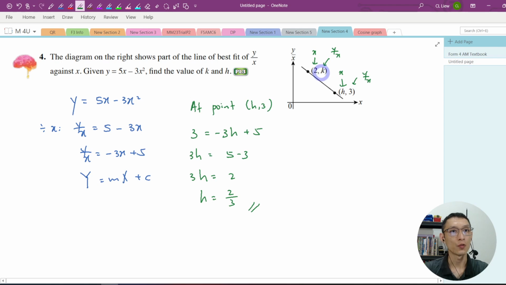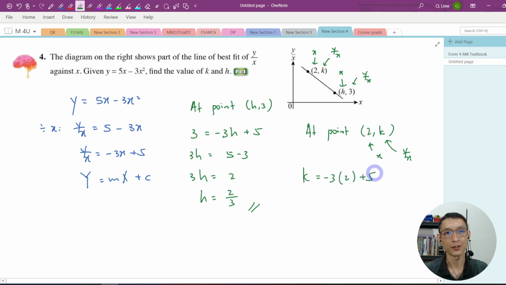Now let's find the value of k. At point 2 comma k. Again, this is x. This is not y, but y over x. Y over x is equal to negative 3x plus 5. So k is equal to negative 6 plus 5. K is equal to negative 1. Okay, so this is the value of h and k.